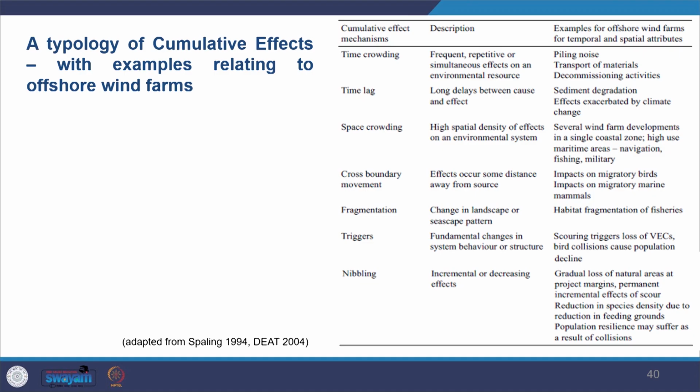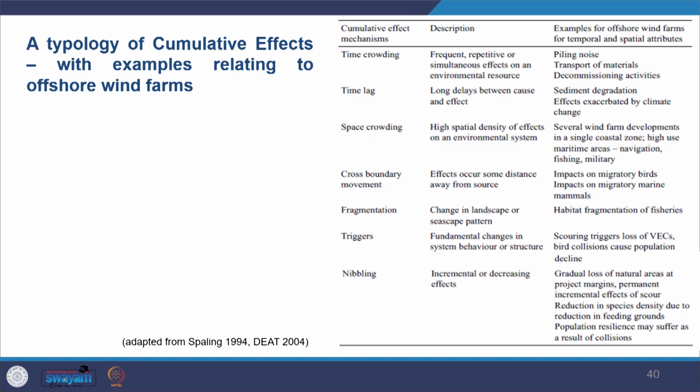So habitat fragmentation, of fisheries and so on. And then you also see the triggers. So the fundamental changes in the system, behavior or structure. So it triggers those behavior and the behavior changes. So you lose those VECs because of certain kinds of changes. So that is what is called triggers.